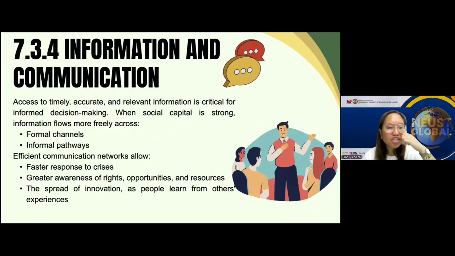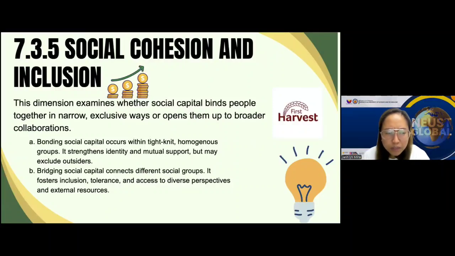Now, social cohesion and inclusion. Social cohesion and inclusion refer to how well people in a community stay connected, how they stay united and open to each other.